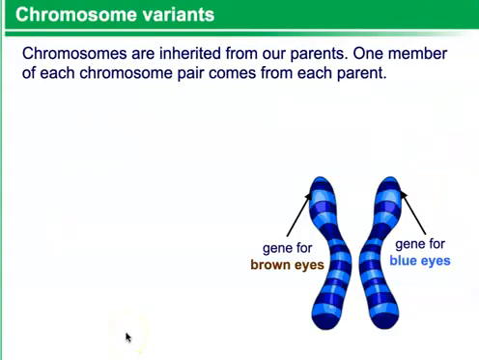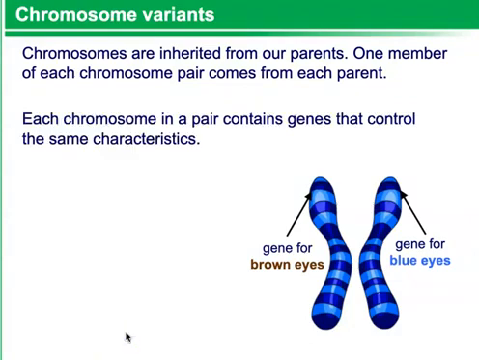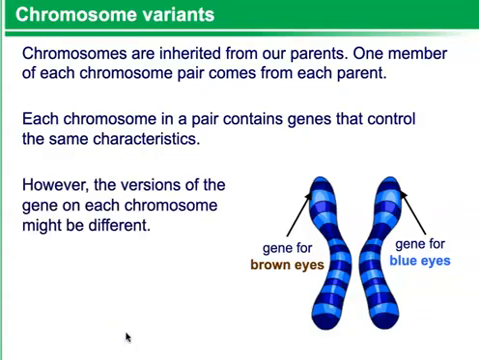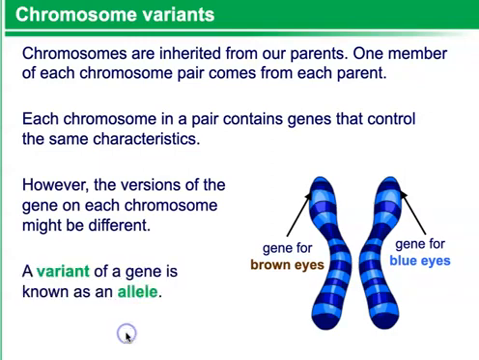Chromosome variants. Chromosomes are inherited from our parents. One member of each chromosome pair comes from each parent. Each chromosome in a pair contains genes that control the same characteristics. However, the versions of the gene on each chromosome might be different. A variant of a gene is known as an allele.